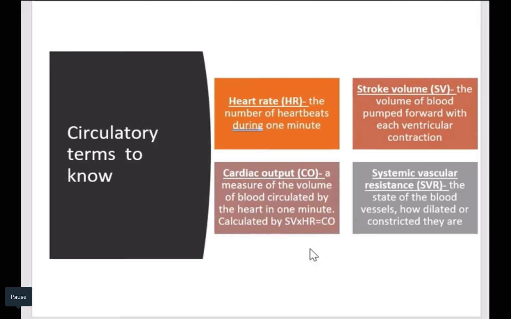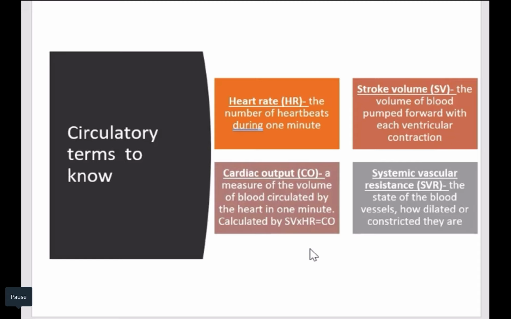The systemic vascular resistance, SVR, is a great test question. Sometimes it can be extra credit, sometimes it can be put into the middle of the test. Systemic vascular resistance is how dilated or constricted your blood vessels are. Think of a garden hose versus a fire hose, with the same amount of water. Say we have 500 gallons of water and we try to shove it into this garden hose. You can imagine there's a tremendous amount of pressure inside that garden hose because we've got to pack all that water in there.